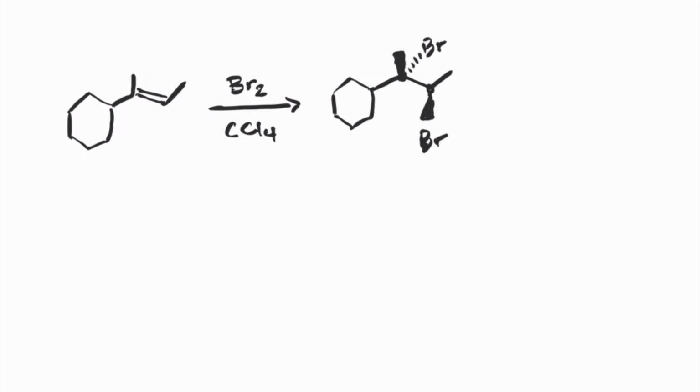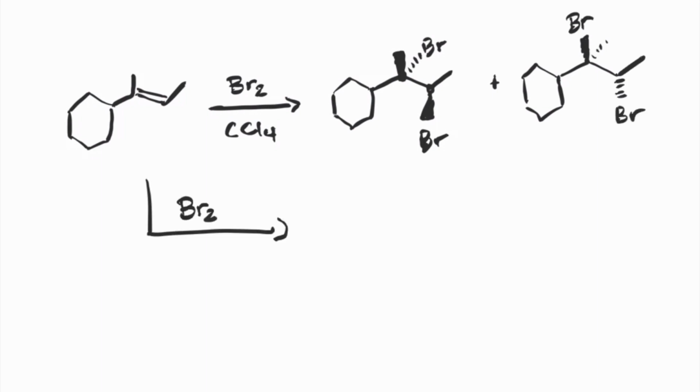Okay, so that's one product that you will have, and then you may also have the enantiomer, where this time your methyl is pushed back and your bromine is brought to the front, and therefore the other bromine is to the back.